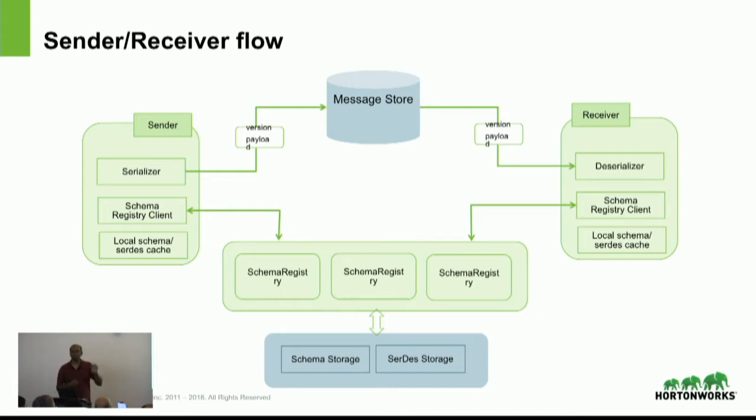On the receiver side, you can actually stick to a version. As a producer evolves, on the consumer side you want predictability of which version you want to deserialize on. That's what the receiver does. If you take the example of a Kafka consumer, you have a deserializer interface which can hook into the schema registry client, which can talk to the schema registry to get the schema text itself, deserialize, and give the Java object back to you.